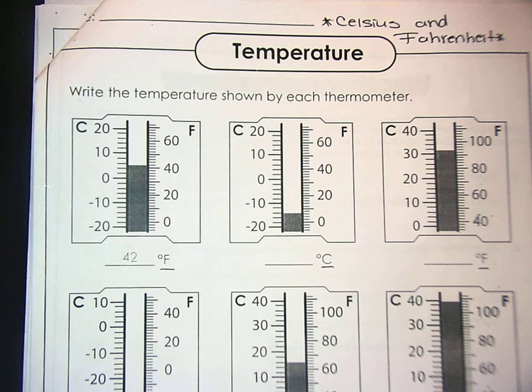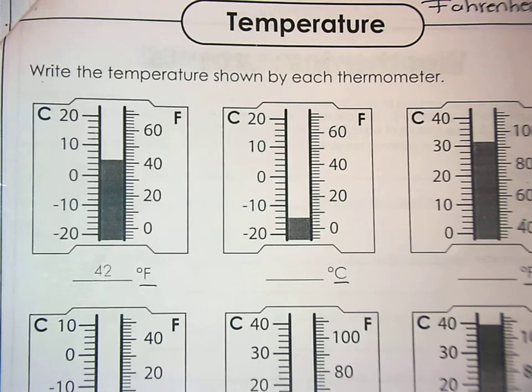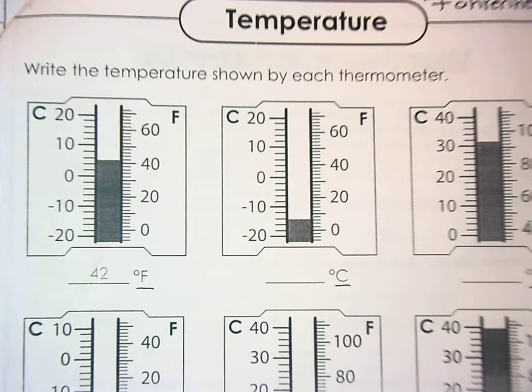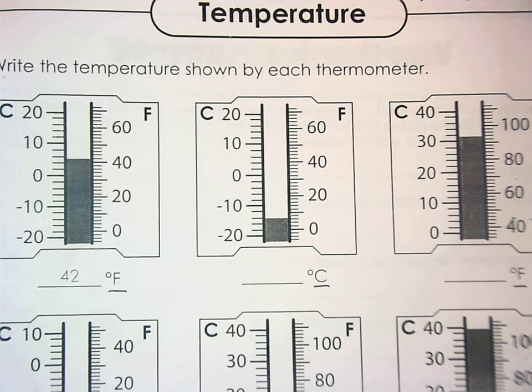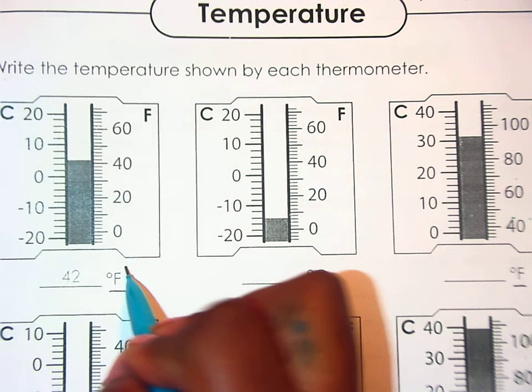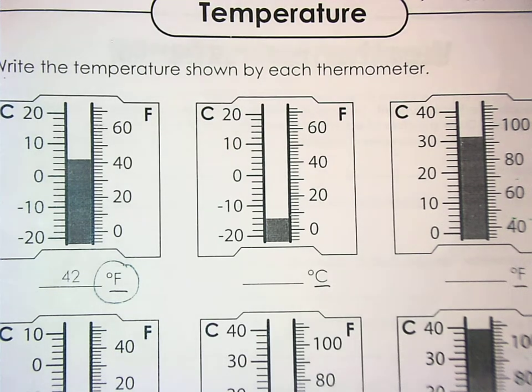Now, for this particular assignment, there's only 9 questions, and they've already done the first one for you. So I am going to go over the first one and then do the second one with you, and then you're going to be on your own, okay? Now, first things first, you want to notice what degree we are going to be measuring in, and it tells us that for the first one, we're measuring in Fahrenheit, okay?